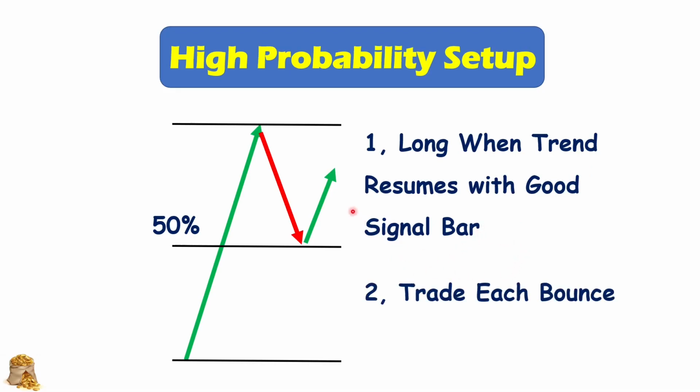And also, when the market bounces back again to test the 50% level, we can trade again for the upside. Each time it comes to the 50% level, we can enter a long trade until the end of the trend. There are a few things for this high probability setup.